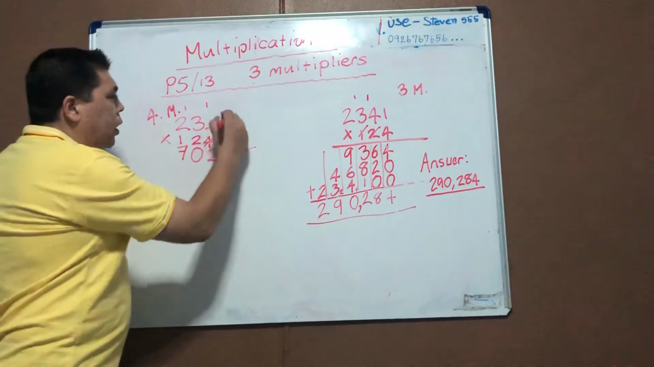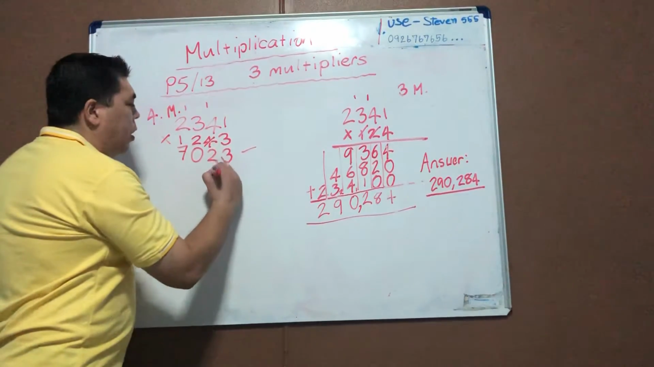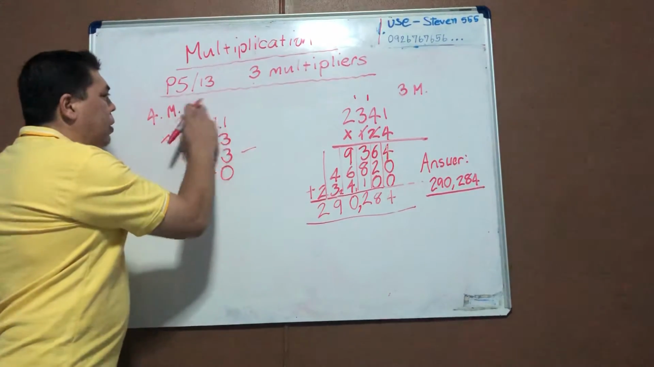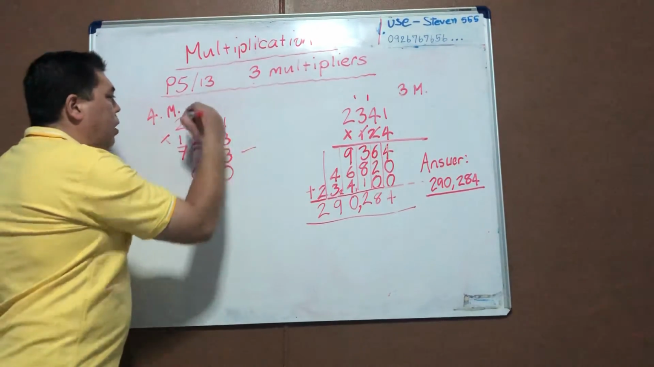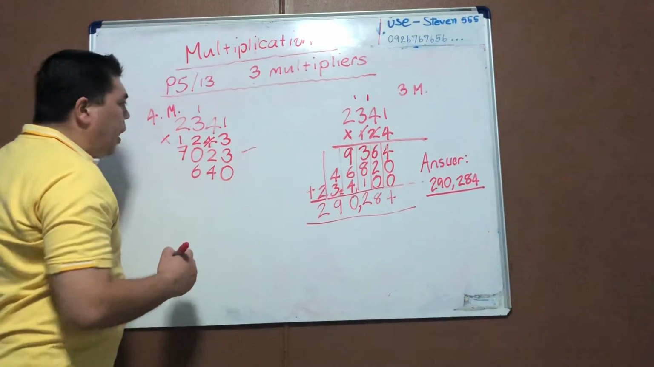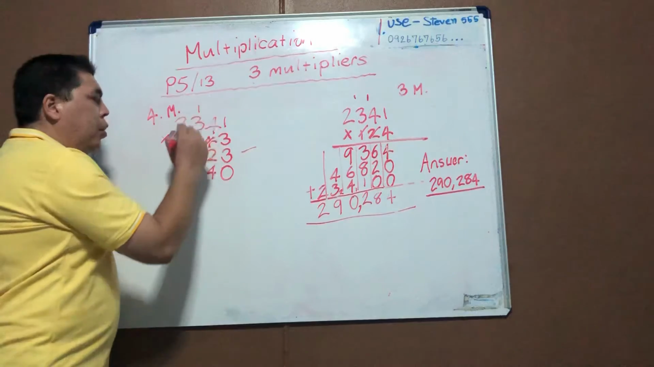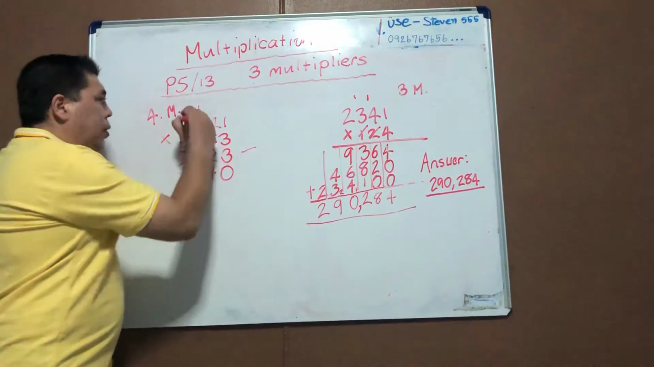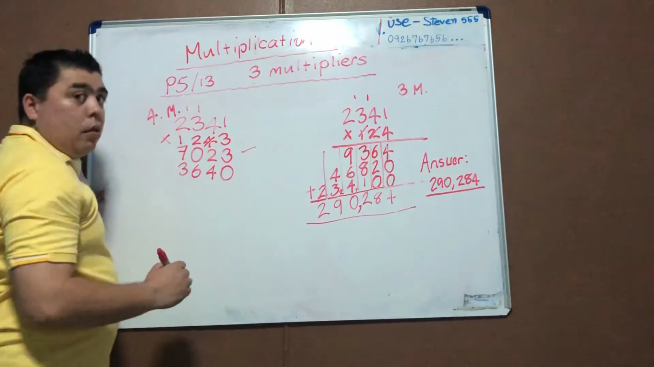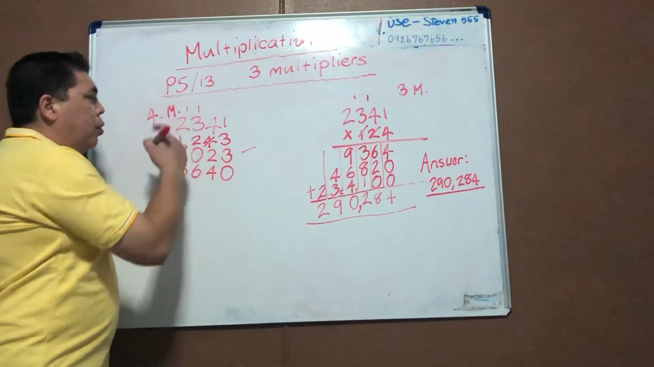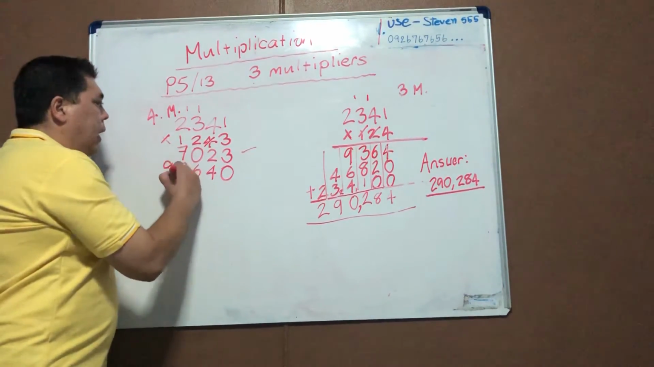So we're putting down the 0 for the 4. So 4 times 1 is 4. 4 times 4 is 16. Put down our 6 and carry the 1. 4 times 3 is 12, plus 1 is 13. Put down our 3, carry the 1. 4 times 2 is 8, plus the 1 is 9.